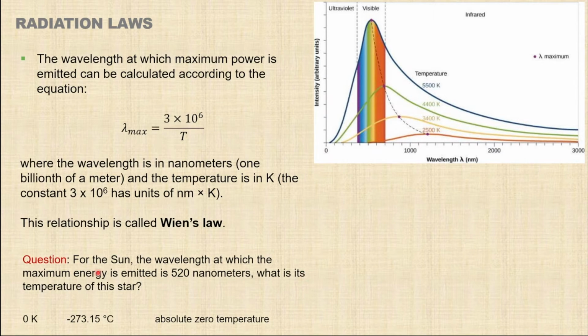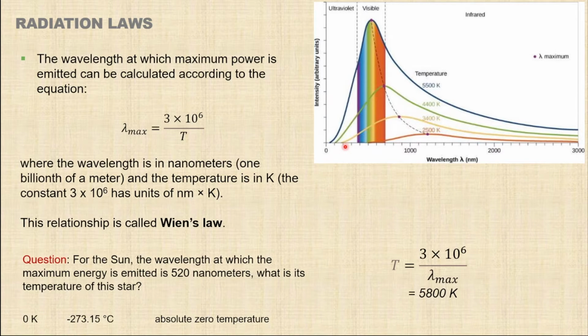Question for the sun: the wavelength at which the maximum energy is emitted is 520 nanometers. We can measure the light, and we can measure the wavelengths of that. What is its temperature, or what's the temperature of this star? Okay, here we know the wavelength. To find temperature, we simply reverse the position, solve for T, and that's about the temperature of the sun, 5800 degrees Kelvin.